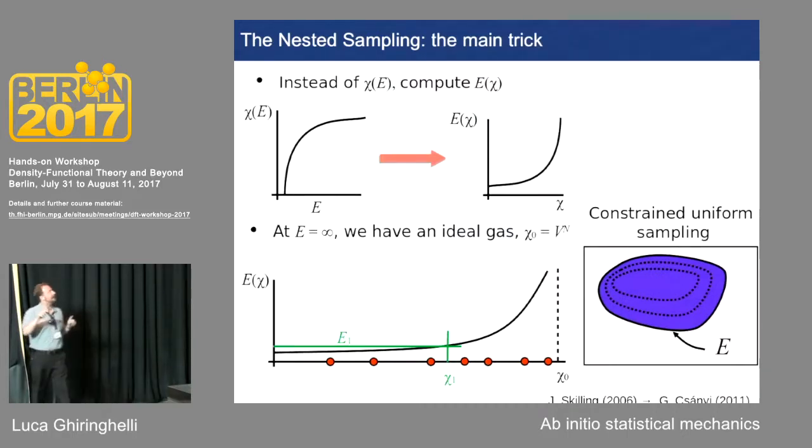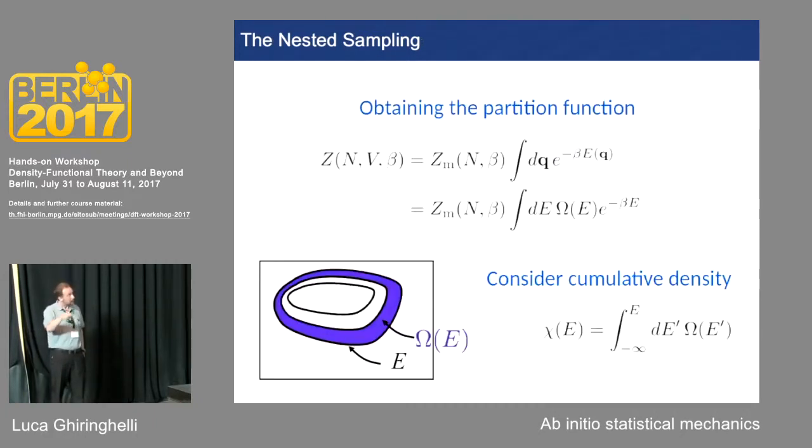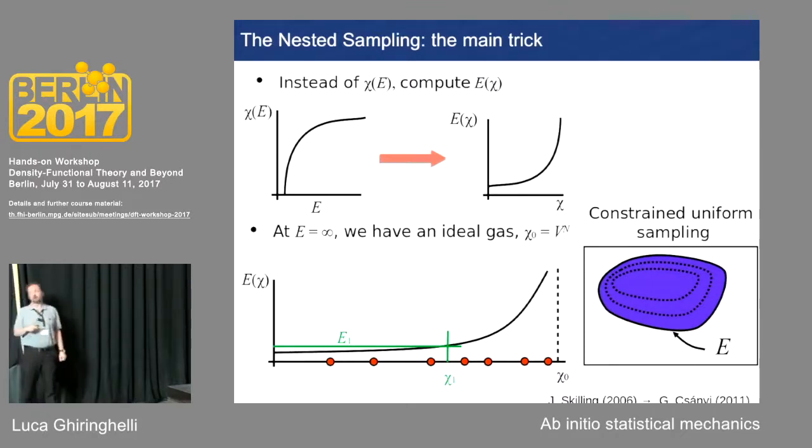But then one noticed that this object, this cumulative density, is by construction monotonic, so it can be inverted. And it turns out that if you look at the inverted quantity, it's much easier to evaluate. So this would be the energy of a certain volume of the phase space. So we know the limit. When the energy is infinite, we know the volume of the phase space is the ideal gas, once again.